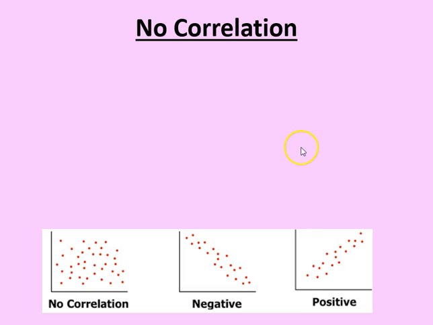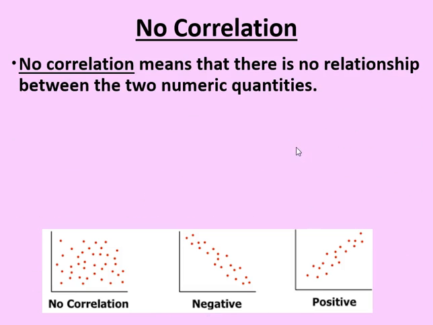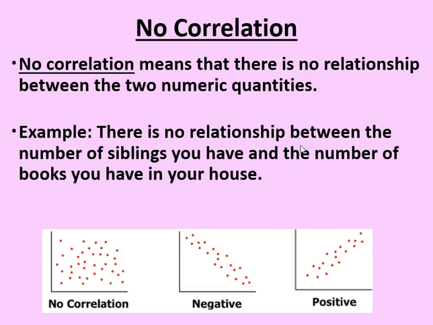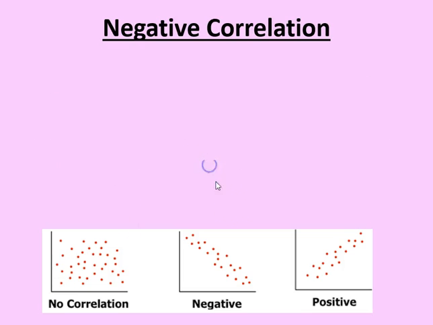Now let's talk about what each one really means. No correlation means that there's no relationship between the two numeric quantities. So for example, there is no relationship between the number of siblings you have and the number of books you have in your house. Your number of siblings doesn't make you have more books, or it doesn't make you necessarily have less books. There's no effect there.